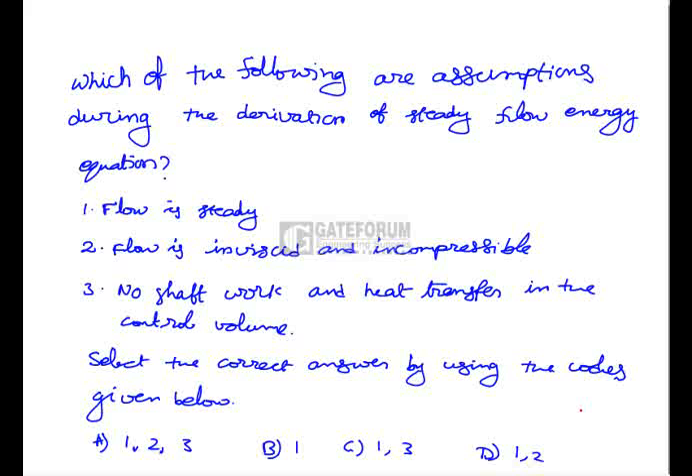So the second assumption is wrong, and the third assumption is no shaft work and heat transfer in the control volume. But in the general steady flow energy equation, there is heat transfer and there is some shaft work also. When it comes to Bernoulli's equation, all the assumptions are right. But for the steady flow energy equation, these two are wrong, and the correct assumption is flow is steady. So the correct option is B. B is the right answer.